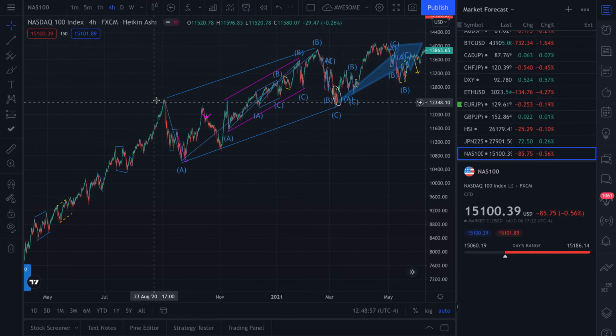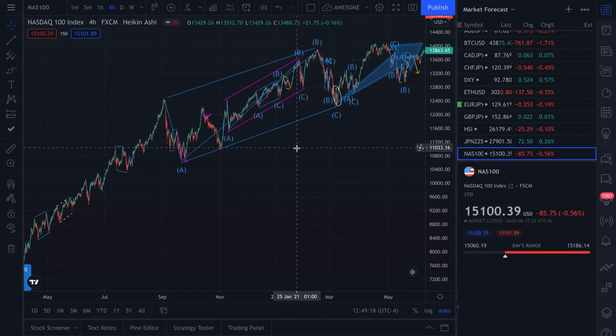You have an impulse, correction, impulse. Corrections always come in threes. Remember, we are trading Elliott correction waves after all. An Elliott correction wave is a three wave or a wave that comes in threes, right? So this is an example of a running flat.